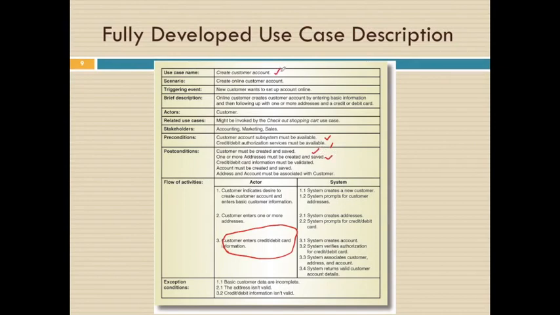Let's say we want to update the customer account. So the post-condition would be the customer account must be updated. Or if we want to delete the customer account, the customer account must be deleted. That is post-condition: what will happen after we run all of this flow of activities, after we run this use case.